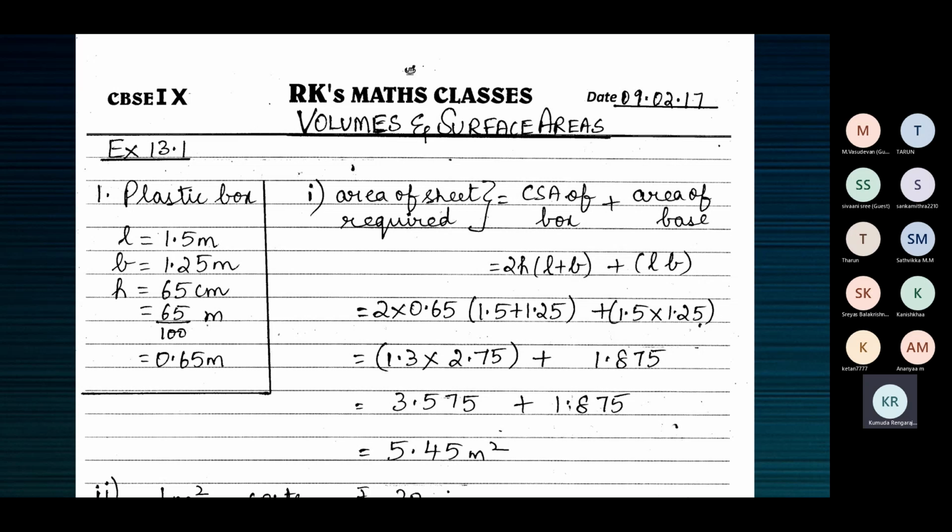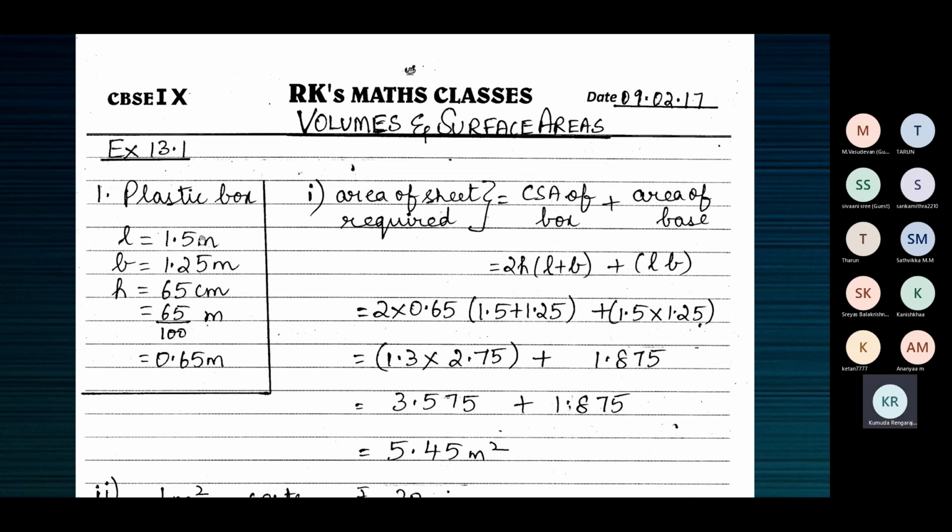A plastic box 1.5 meters long. So the length you can see here is 1.5 meters. 1.25 meters wide. So the breadth is 1.25 meters. And 65 centimeters deep. 65 centimeters, that is the depth or the height of the box.